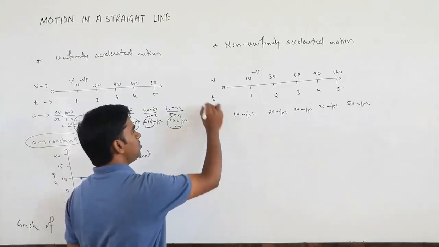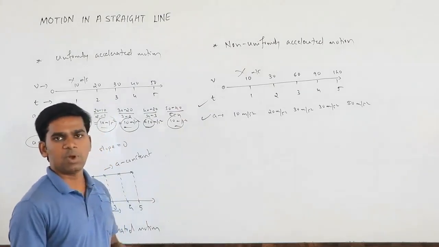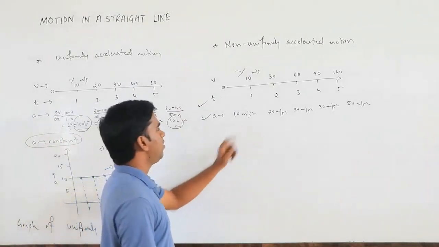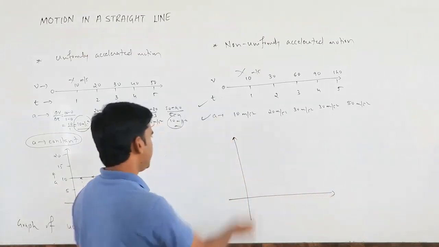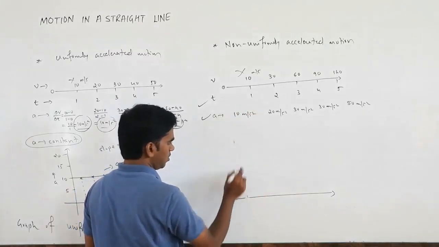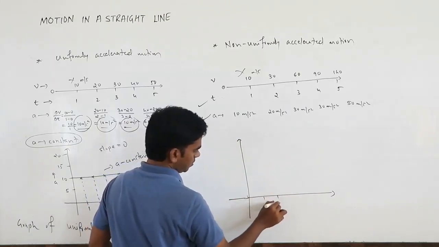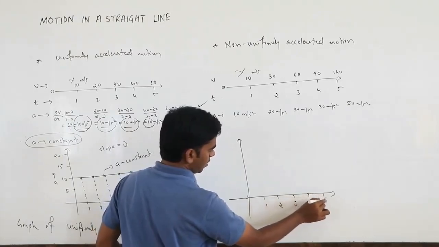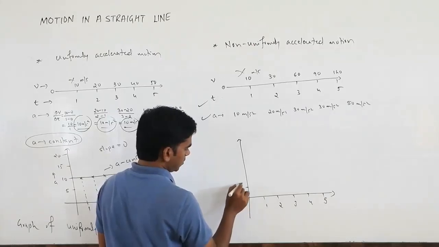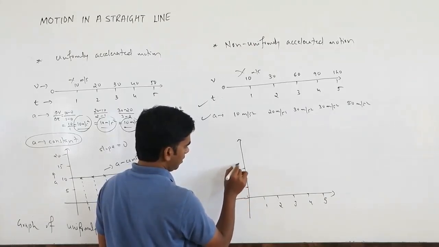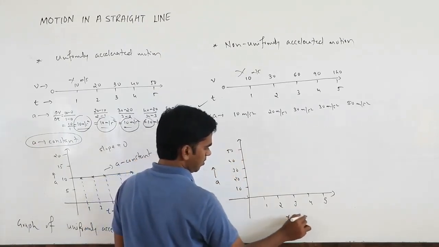You have to plot these values versus time, not the velocity values. Whenever velocities are given, if you want to plot the acceleration-time graph, you have to calculate the acceleration first. So plot the graph of acceleration versus time. I will take time as 1, 2, 3, 4, 5, and accelerations as 10, 20, 30, 40, 50. This is acceleration along the y-axis, time along the x-axis.